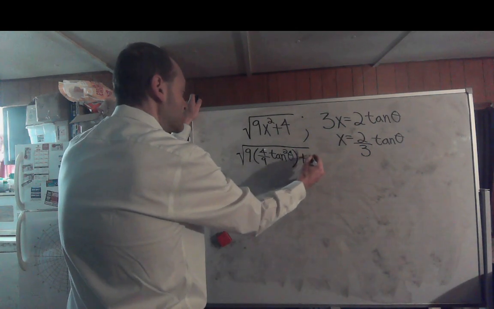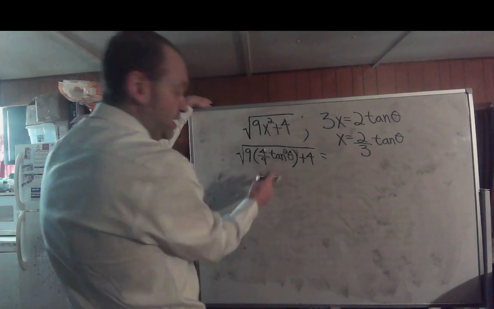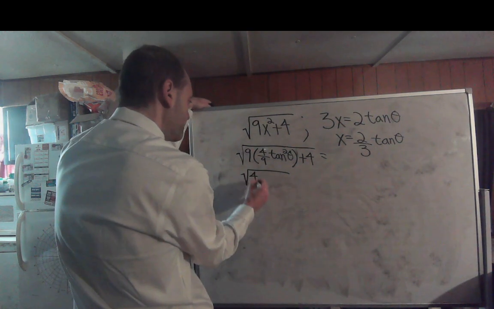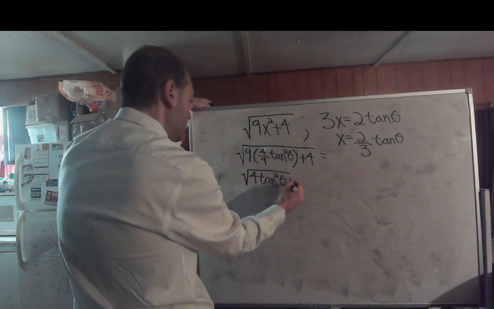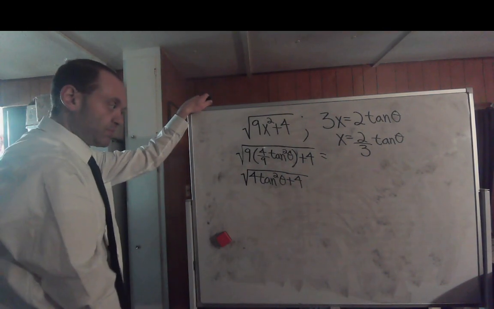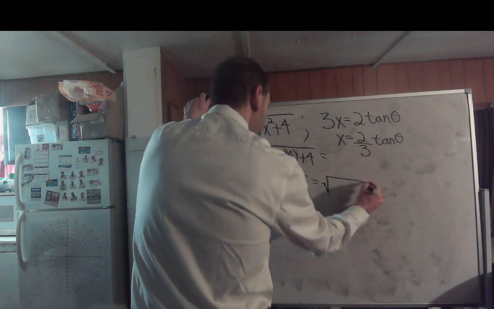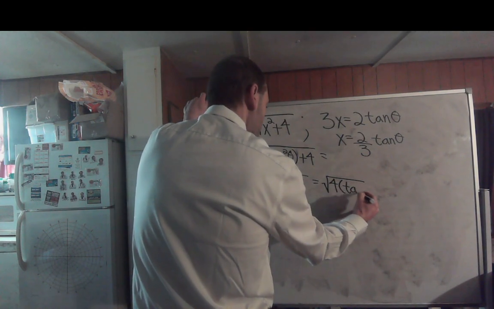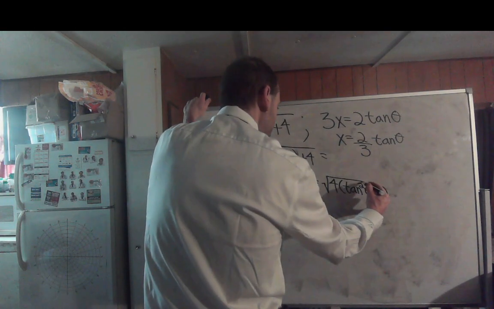All that plus 4. Well, 9 divided by 9 is 1. This would just turn into the square root of 4 times the tangent squared of theta plus 4. Well, you would end up with the square root of 4 times the tangent squared of theta plus 1.